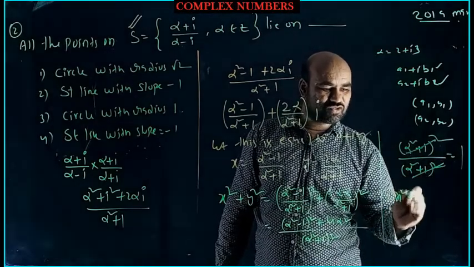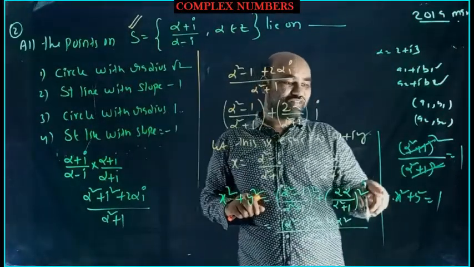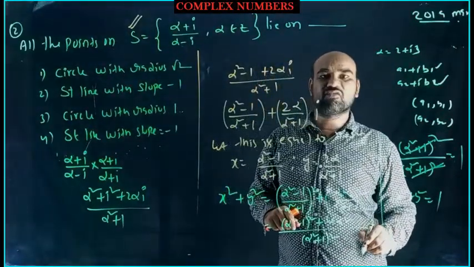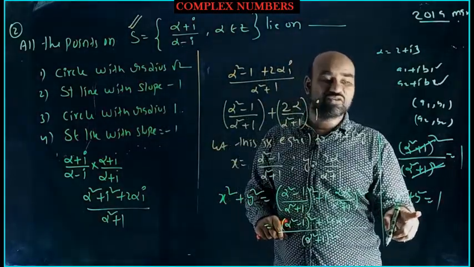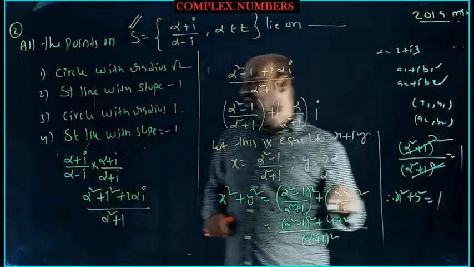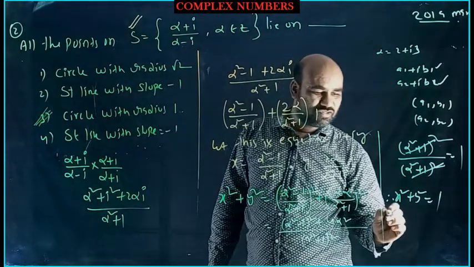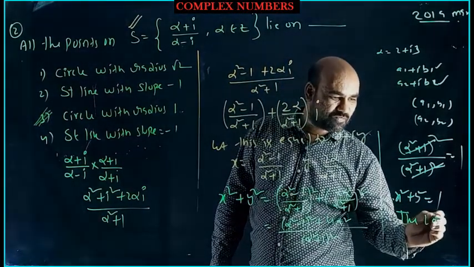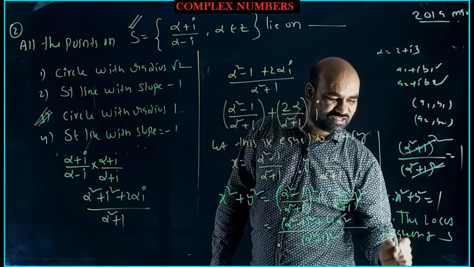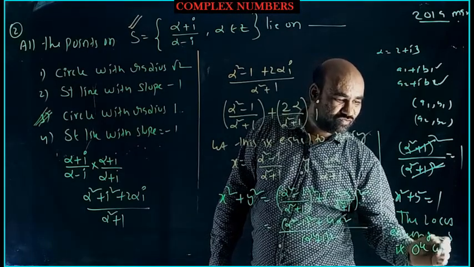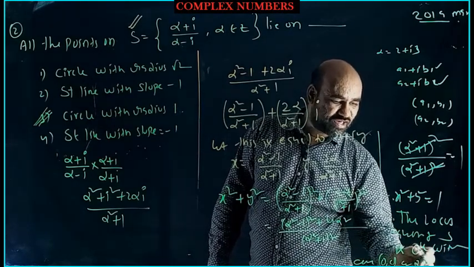So x square plus y square equal to 1 means every point on S should satisfy this condition, x square plus y square equal to 1. Therefore the locus equation of S is nothing but a circle with center (0, 0) and radius 1. So a circle with radius 1, I can choose option 3 as the correct answer. And therefore the locus of S is a circle with center (0, 0) and radius 1.